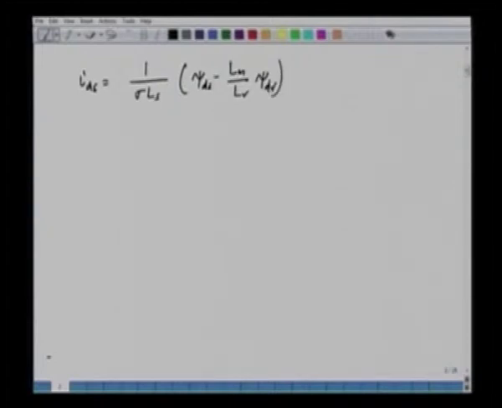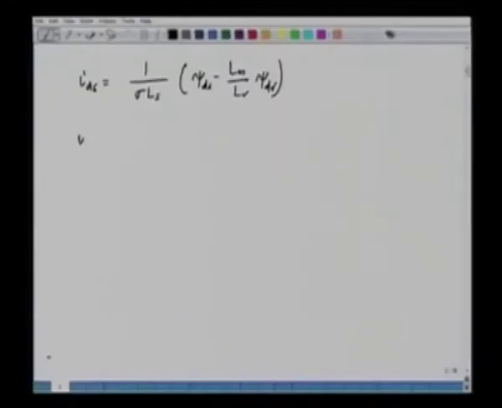So, this is the expression for IDS, which is the current of the stator in the d axis. Similarly, we can have the expression for IQS. In a similar fashion, IQS is equal to 1 by sigma Ls into psi QS minus Lm by Lr into psi QR. So, these two are the stationary reference frame currents in two axes, d and q respectively.